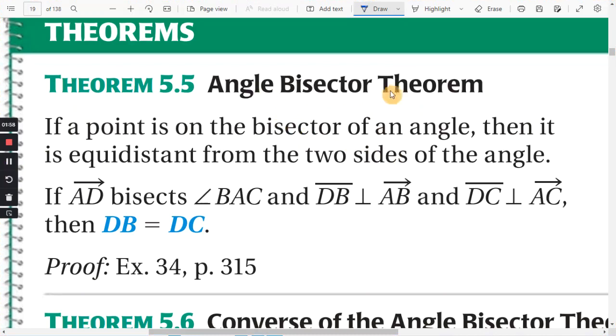Angle bisector theorem: if a point is on the bisector of an angle, then it is equidistant from the two sides of the angle. Equidistant, remember, means the same distance.